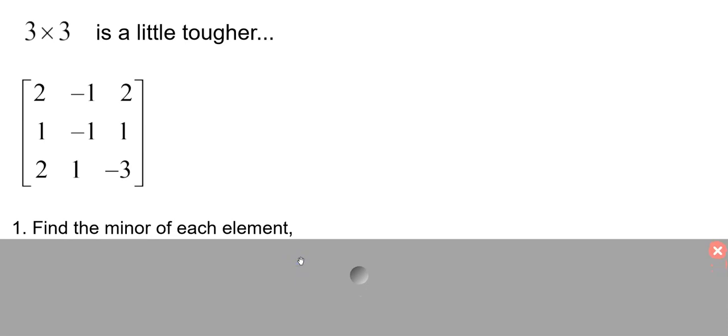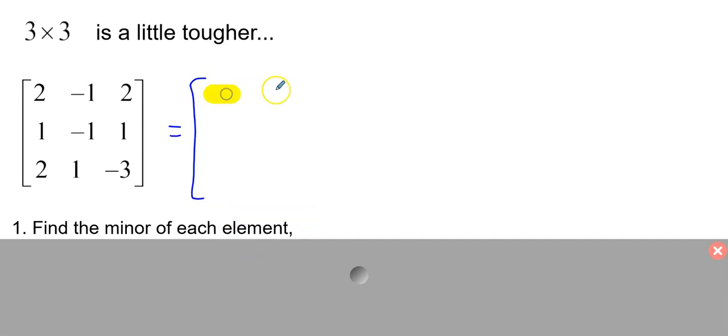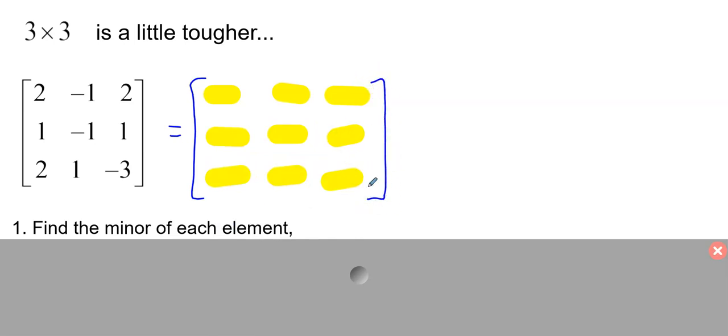Okay, so to do that, it's kind of a weird step here. Let me give you a template. I'm going to have a 3 by 3 here, 9 different cells. Sometimes I like to have that just so I can keep my work organized, so you know where I'm going. So we're going to find the minor of each element.